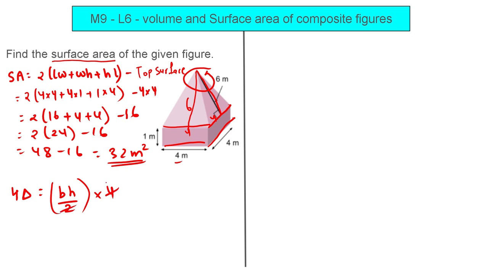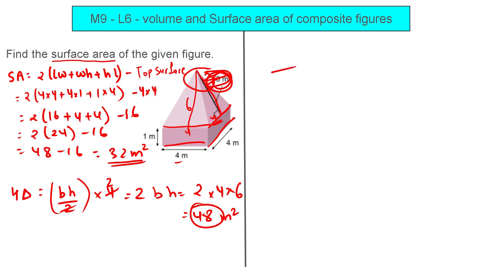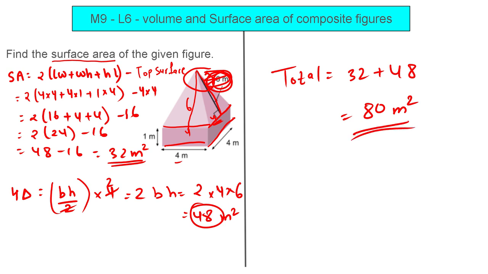4 divided by 2, 2. So I just have to do 2 times b times h. So 2 times, what is the base? Check, the base is 4, right? And what is the height? Height is 6. So 2 times 4, 8, 8 times 6, 48. So 48 is the area of all the 4 triangles. Now the total area. Total will be 32 plus 48, which means 80 meter square. Okay. This is the surface area of this whole shape.